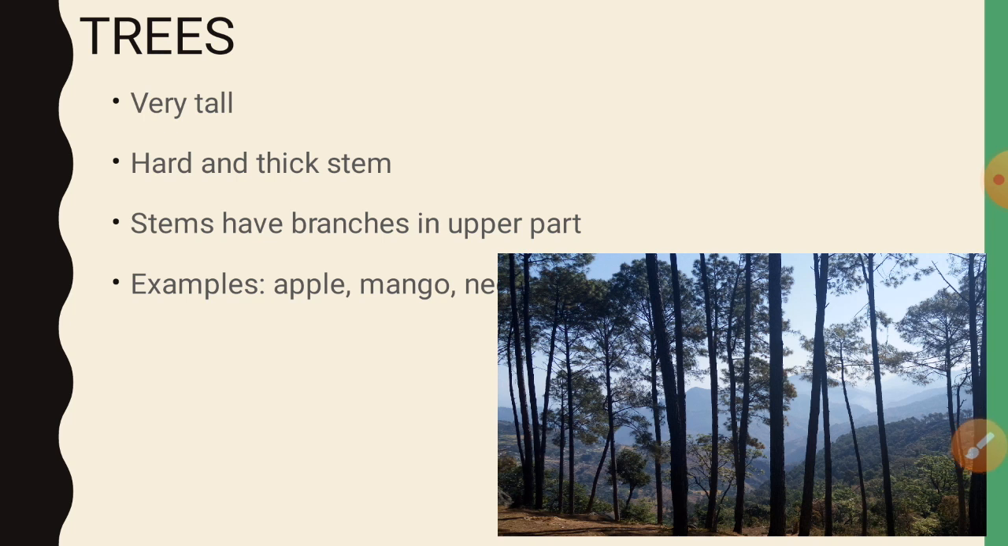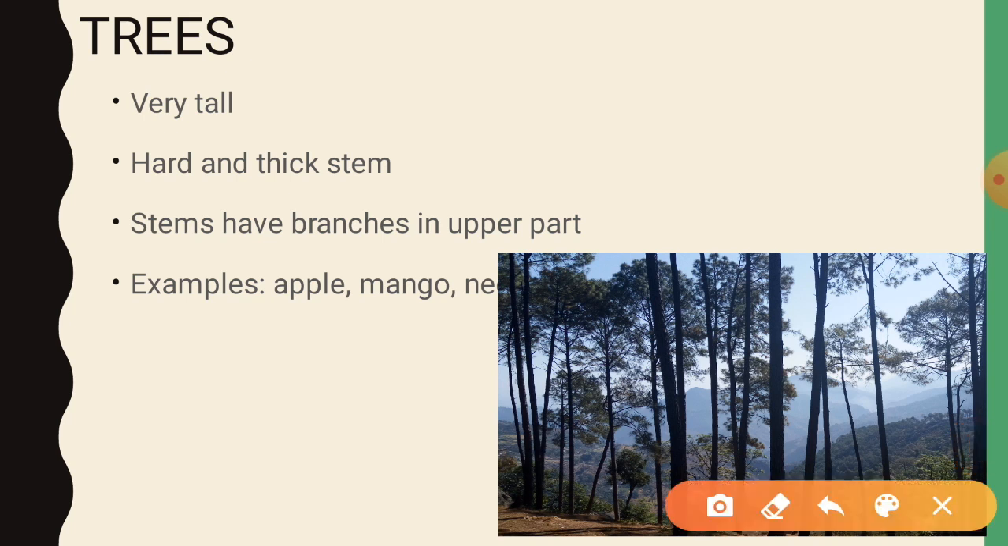Now here you can see trees. These the third category which we are going to study. Students, those plants which are having very tall, hard and thick stem, and mostly the stem will have branches in the upper part, much higher than the ground. And it's not always that a tree will have branches. Some like coconut do not have branches. So the main thing is they will have a thick stem that will be woody and very hard.